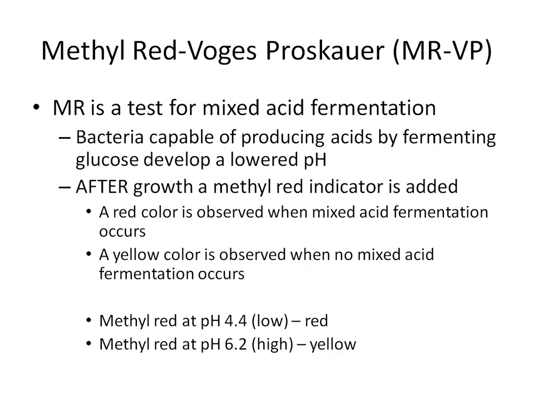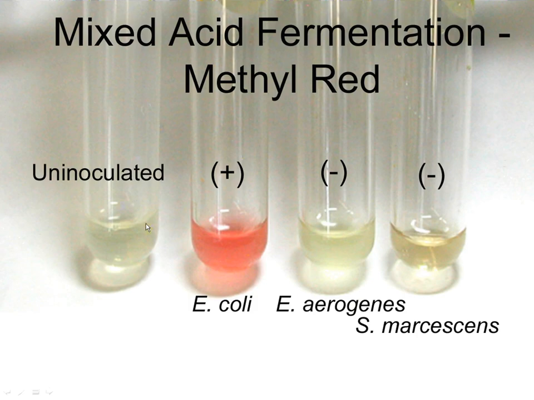The way this works, you inoculate 2 MRVP tubes at the same time and allow them to grow for at least 24 hours. 24 hours later, to one of those test tubes, you complete the MR test. This is a test for mixed acid fermentation. If mixed acid fermentation occurs, then you will see a red color form.